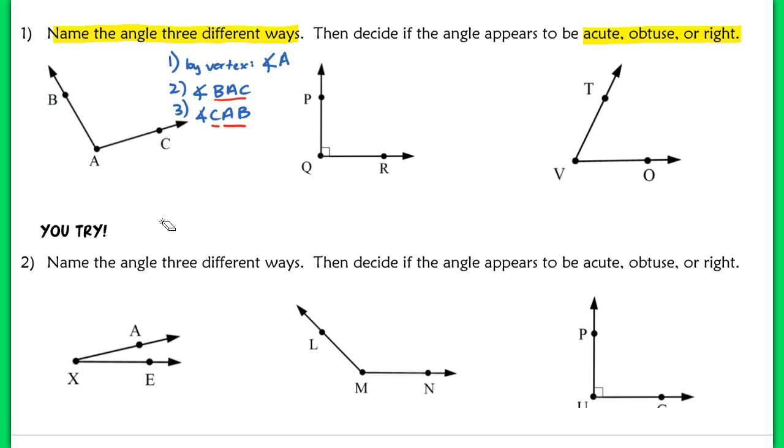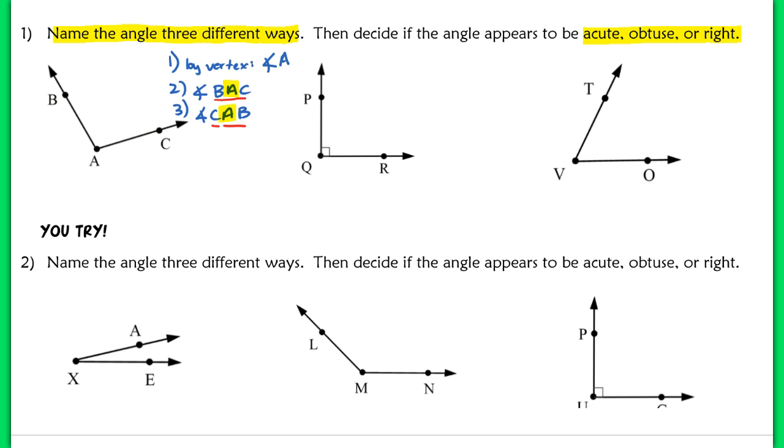So whenever you name an angle, if you notice, the vertex will always appear in the middle. If you go in whatever order you decide, if you started here, you'd have to go to the vertex next, and then you would go to the point C here on the other ray. So you always want to make sure that the vertex is in the middle.